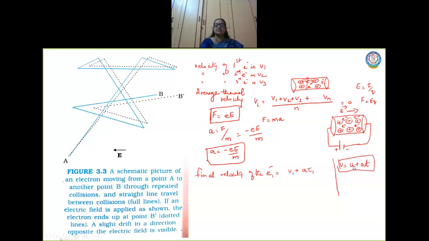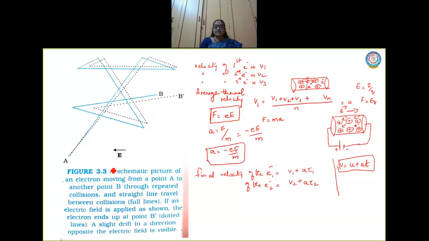Is it clear? This is with respect to the equation of motion. Now this initial velocity is the velocity possessed by the electron due to the thermal collisions in the absence of an electric field. Hope you understand the concept very clearly, children. So what will be the final velocity? It is nothing but the initial velocity plus acceleration into the time taken. Time taken, instead of t, I replace it as tau. Being the first electron, I will write it as tau 1. Similarly, for the second electron, I will write v2 plus a into tau 2.